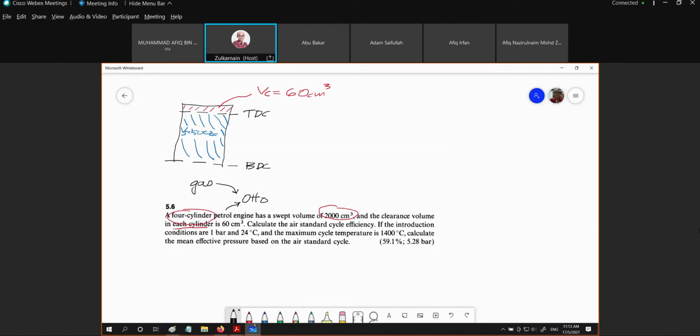So to calculate the air standard cycle efficiency, we look at the Otto cycle thermal efficiency. This is a function of the compression ratio, which is 1 minus 1 over r to the power of k minus 1, or gamma minus 1. Gamma is equal to k, which is equal to Cp divided by Cv. So we need to get the r value. The r value is V max divided by V min. What is our V max? The V max consists of Vc plus Vs. And what is the V min? The V min should be our Vc.